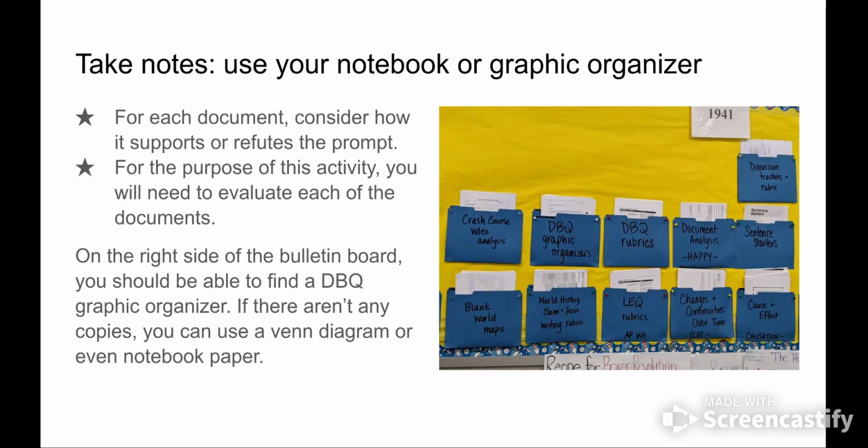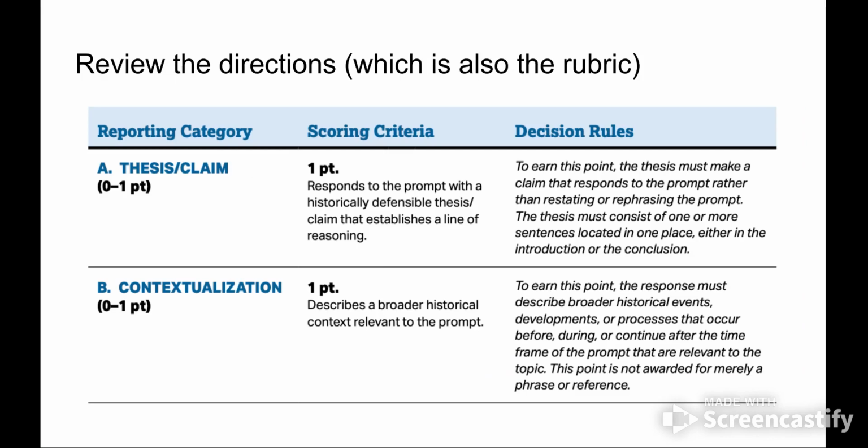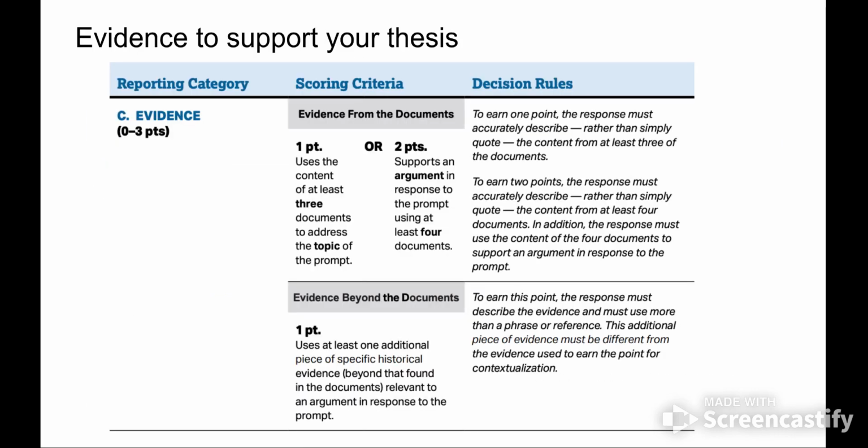And for the purpose of this activity, you're going to evaluate each of those documents through the lens of the prompt. Tomorrow we'll look at the thesis, claim, and contextualization, but basically this is how are you making your argument? And for contextualization, what is going on in the world at the same time that helps us understand this topic better? The evidence is really where we're supporting our thinking today.